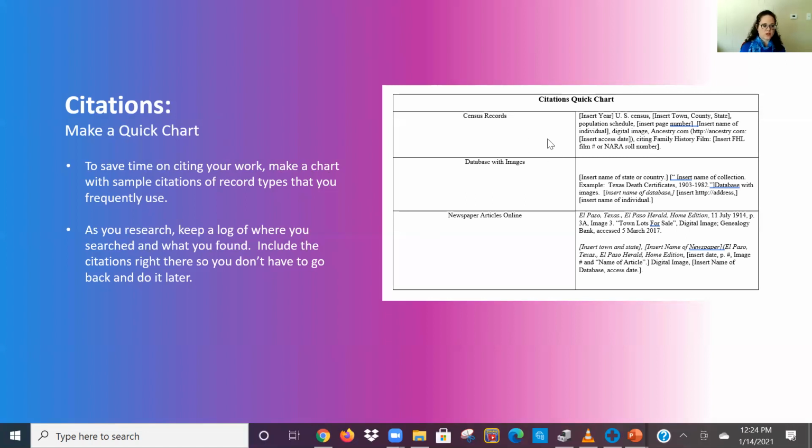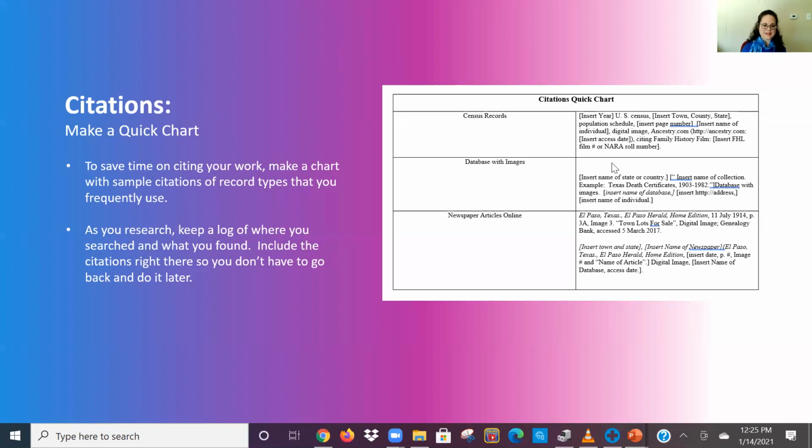So for example, if you look at the census record here, everything should be pretty much the same. The only thing on a census record that's going to change is what year the census was, what actual person you're focusing on, what microfilm number it originally came from, and what town or city or state that they were in. So just leave yourself some blanks. So leave yourself a blank to insert the year, but then you put US Census. Leave the blank for the town and the state. Then population schedule, because that's going to be there every time, and then just leave a little blank so you remind yourself to put the number in.